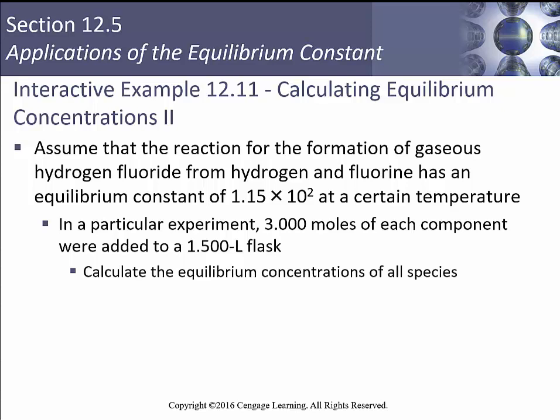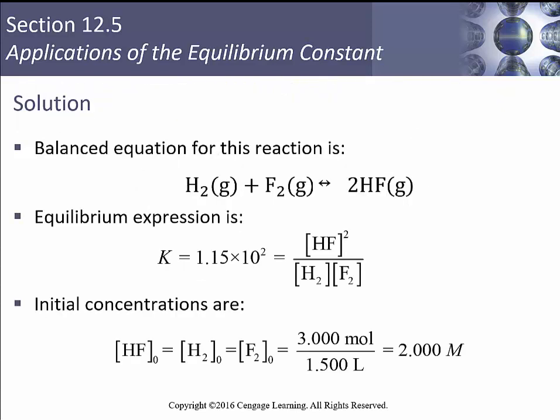3 moles of each component is added to a 1.5 liter volumetric flask. Calculate the equilibrium concentration of all the species. So the first thing we need to do is figure out our initial concentration. Our K value is going to be products over reactants. We're going to use the balanced chemical equation to give us the K expression, and we have to figure out what the concentration is for each of those.